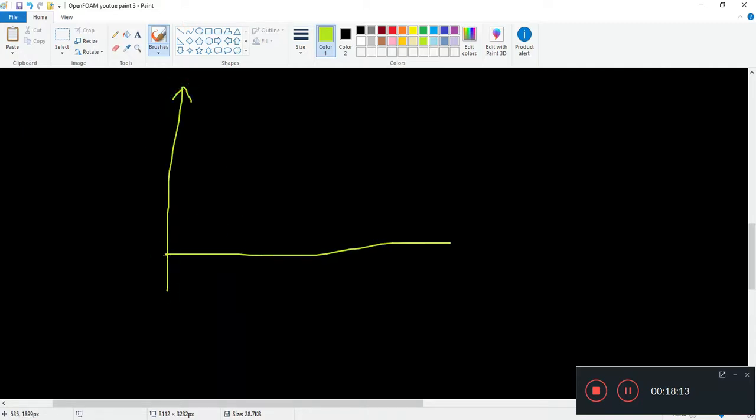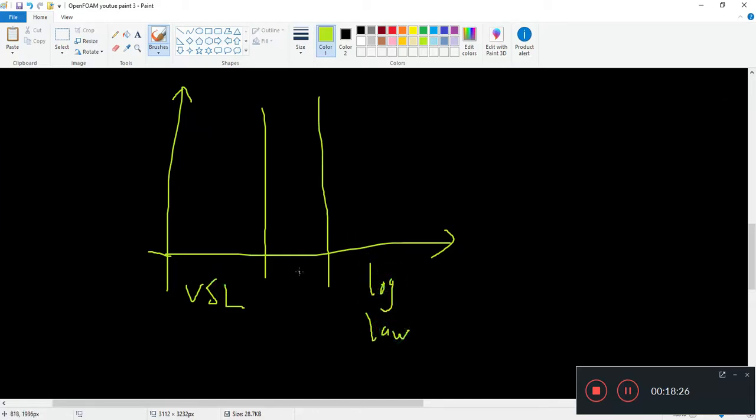Okay, we remember we have a log law region here. I have three regions here. This is the viscous sublayer. This is the log law. And then this one is sometimes called the buffer region. The buffer region is somewhere in between where neither of these laws hold.